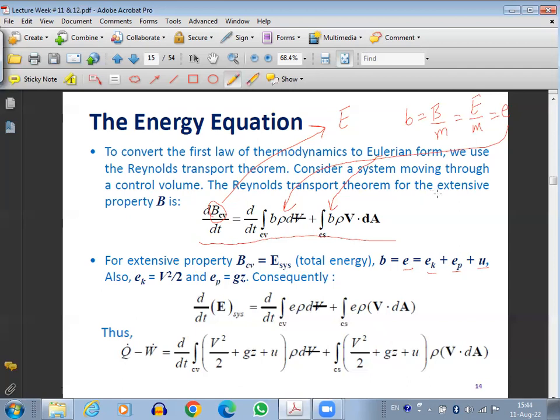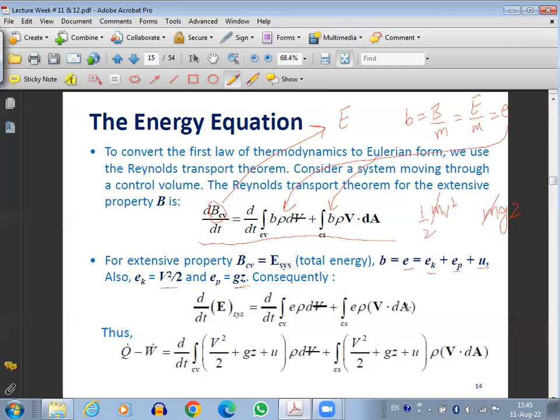Since these are all specific energies, kinetic energy is basically half mv square. When we are talking about specific, m is cancelled, so it will be just v square upon 2. Potential energy is mgz, and when we are talking about specific, m is cancelled, so we are left with gz only. And internal energy we just write as u.